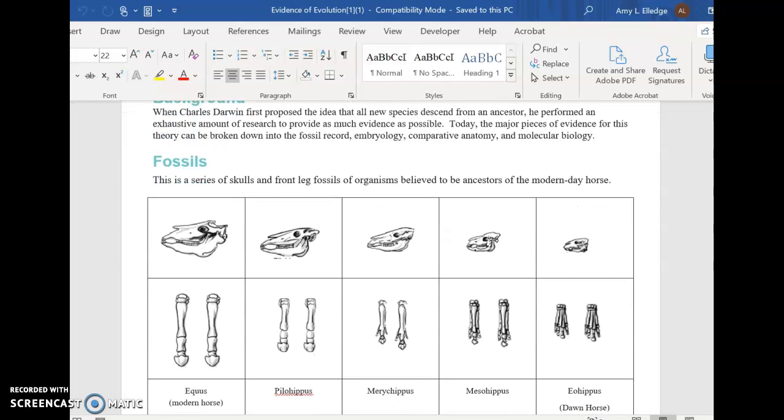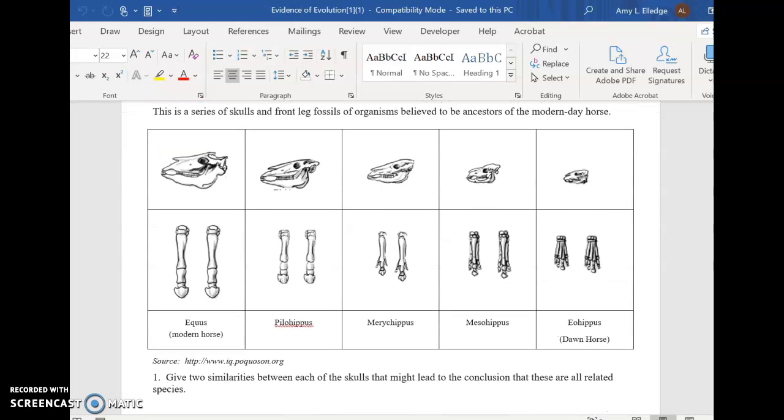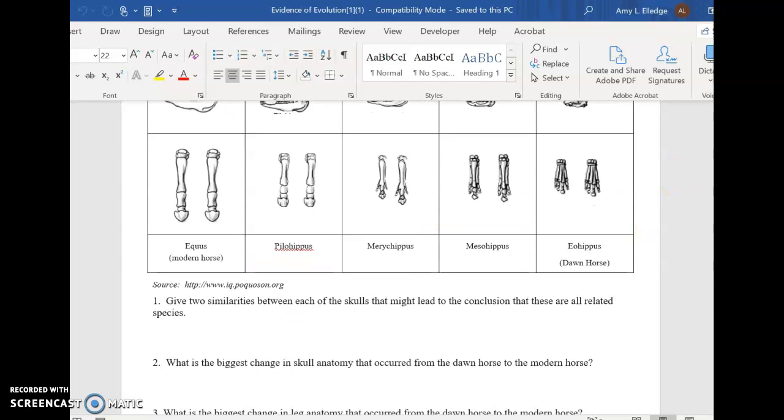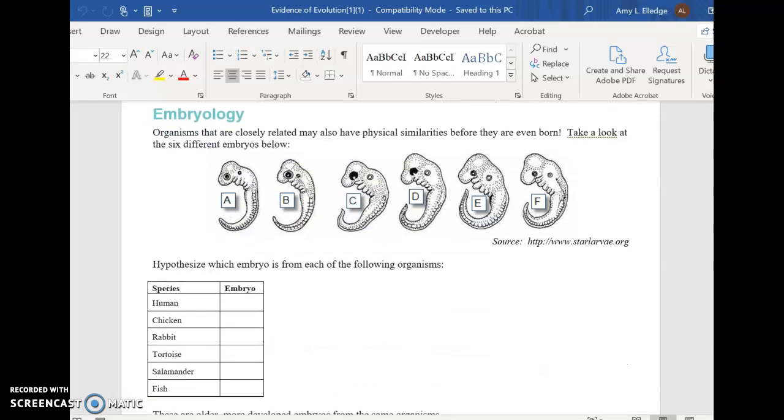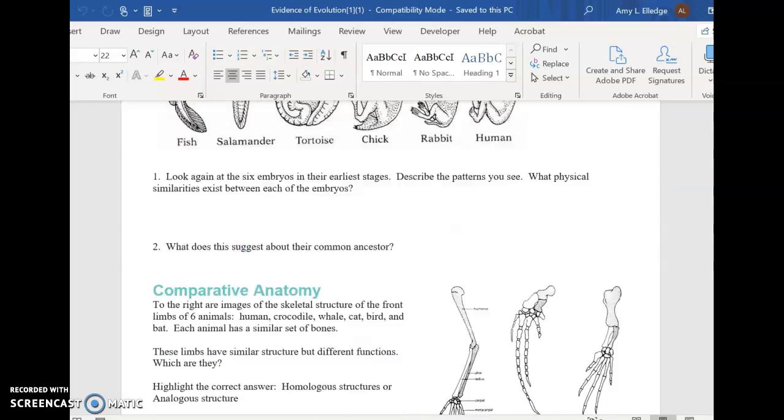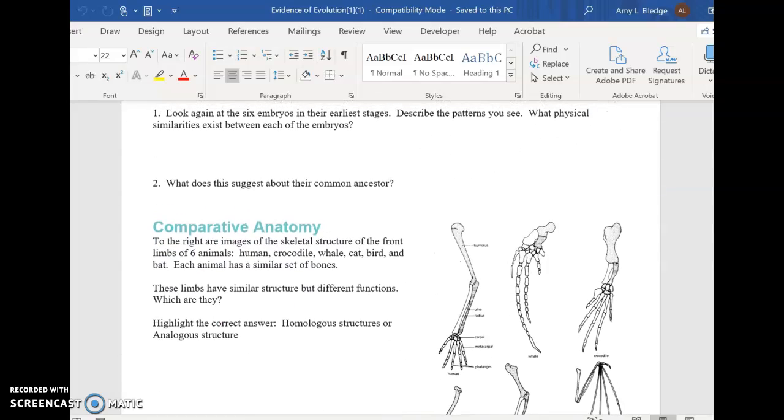So the first questions are about the evolution of the modern horse. If you look at this over time, you need to come up with some differences in the skull anatomy and the leg anatomy, so that shouldn't be too hard. Here you're just going to guess the embryos. That's just kind of for fun to see what happens.